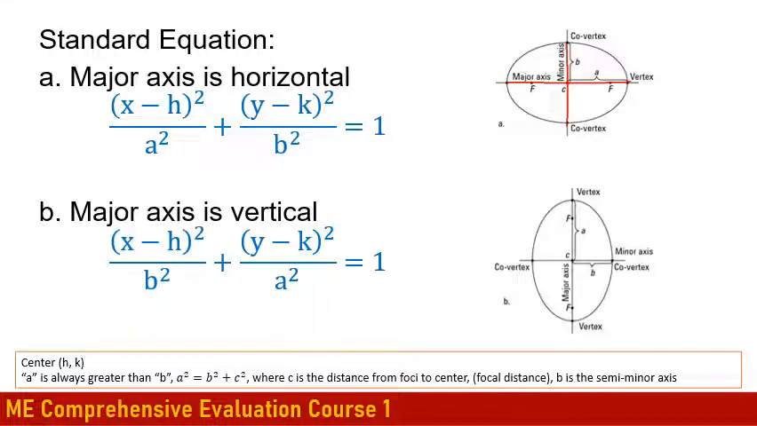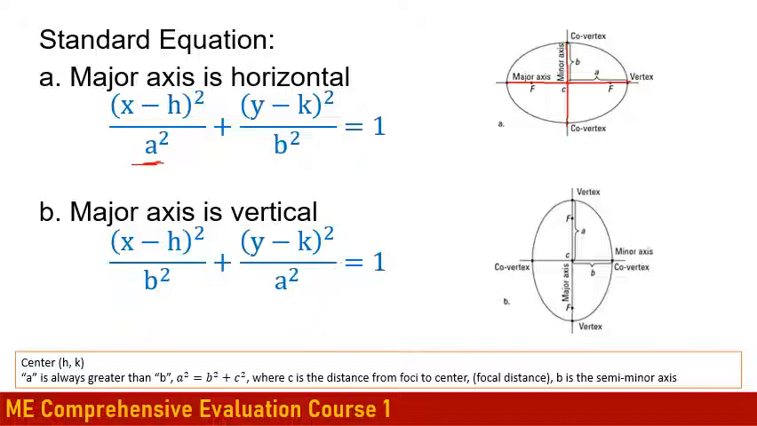So if the major axis is horizontal, you can see that the term below the x minus h squared is the semi-major axis squared. So it's a squared, or the longer axis, the half of the major axis, which is a squared. On the other hand, if the major axis is vertical, just like here, the equation would be like this. So our x minus h squared will be divided by the minor axis squared, or the b squared.